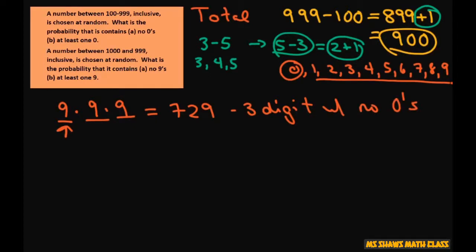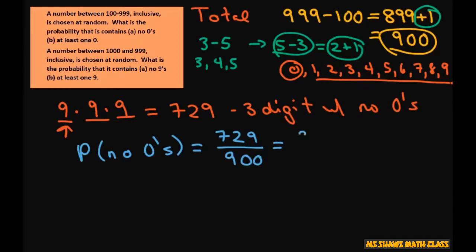All right. Therefore, the probability of no zeros is 729 divided by your total. That reduces to 81 divided by 100.